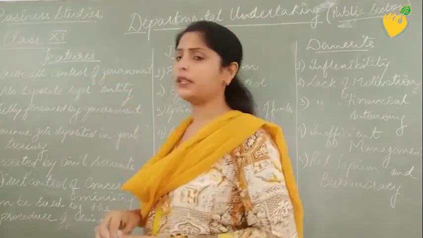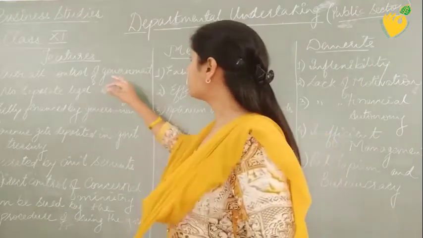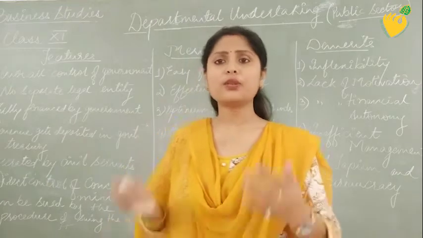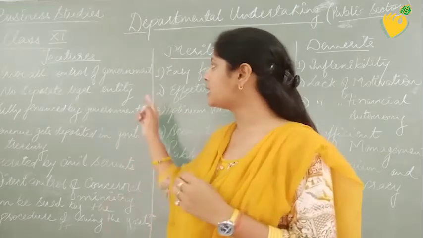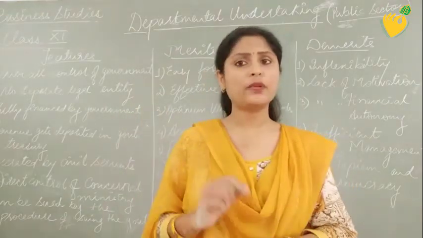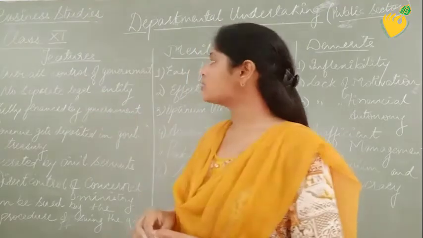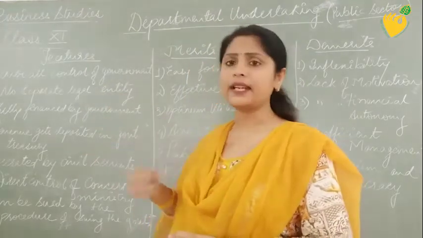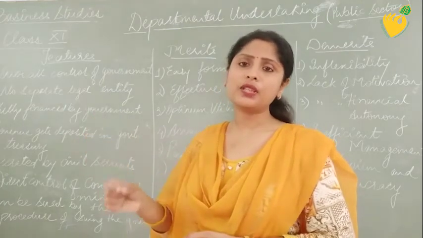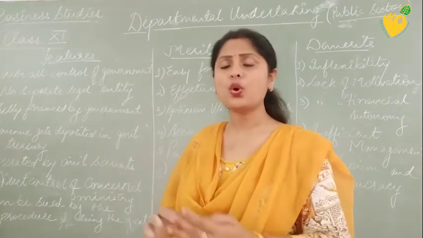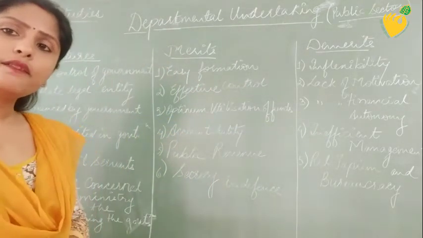Overall control of government. The departmental undertaking can have overall control either of the state government or of the central government, or together they can control the organization completely. That means each decision they take has to be approved by the state government or the central government, whichever is controlling it. Then the next point is no separate legal entity. Entity means identity. So here the company is known by the name of the ministry under which it is established. It has no separate entity and need not get registered under the Companies Act 1956.